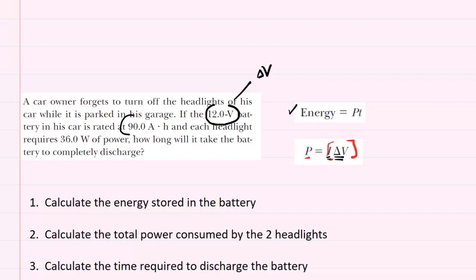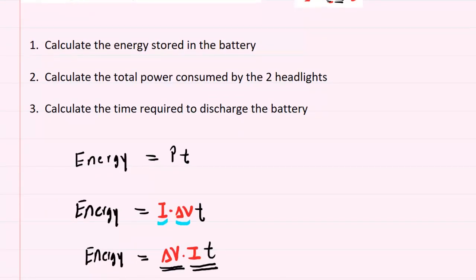And then this quantity right here, if you look carefully, it has amps times hours. Well, of course, amps is the unit of current, which is symbolized by I, and then hours is a unit of time. So when they say amp hours, they're actually giving you the quantity current multiplied by time. And we can see that that's equal to the 90 amp hours. So we have the 12 volts and the 90 amp hours given to us in the question.